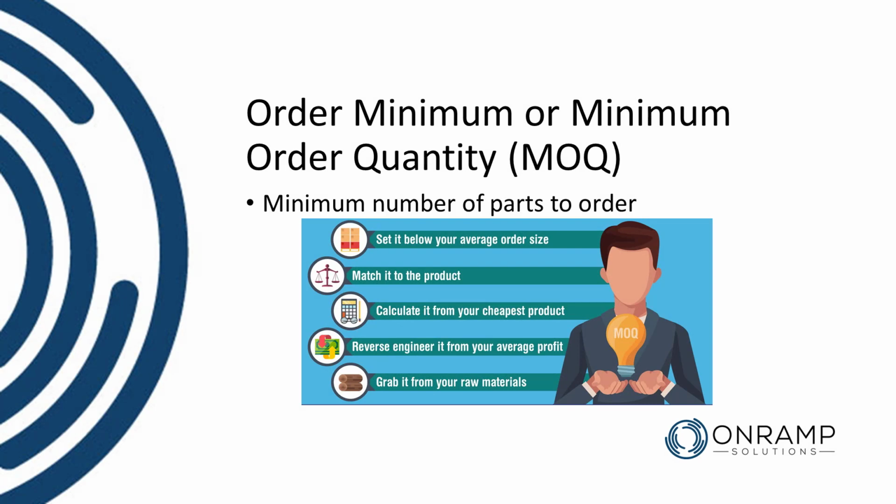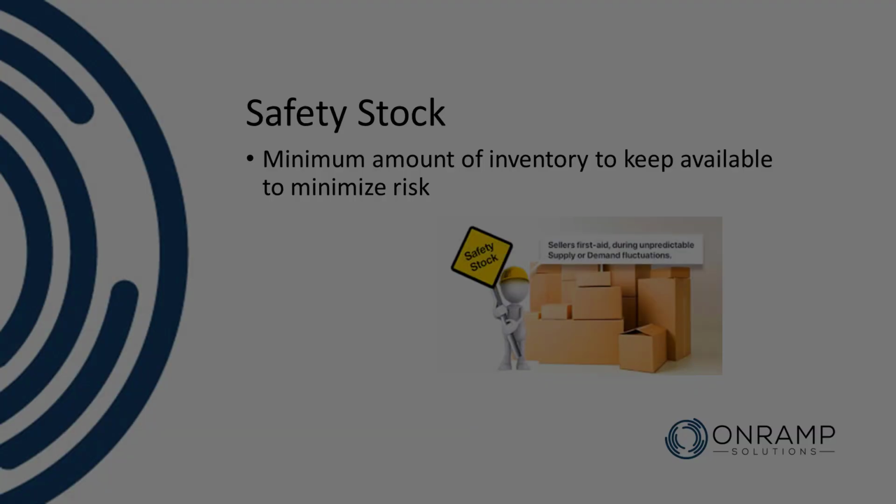Order minimum is the minimum number of parts to order. For example, you have a part that has a 12-hour setup time, but it doesn't occupy a lot of room and it is needed regularly. So you can state that when creating a work order for this part, the minimum number to make is 1,000, to minimize the time spent on setup. 1,000 would be your order minimum.